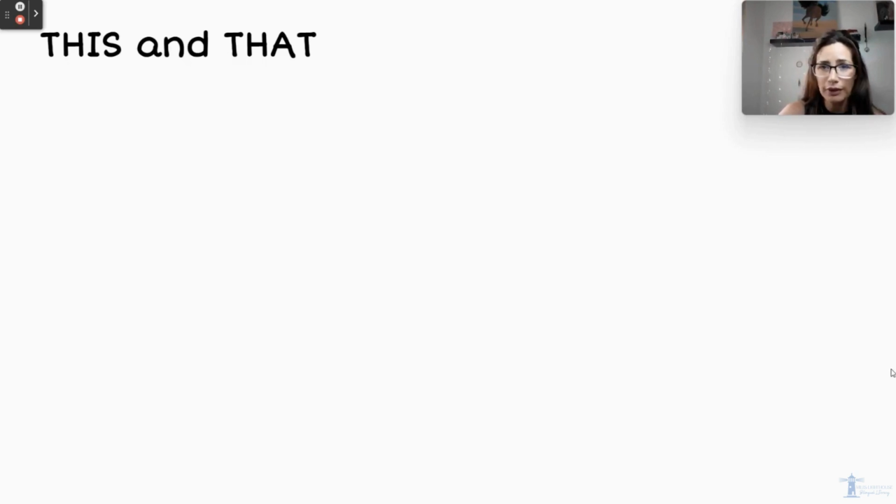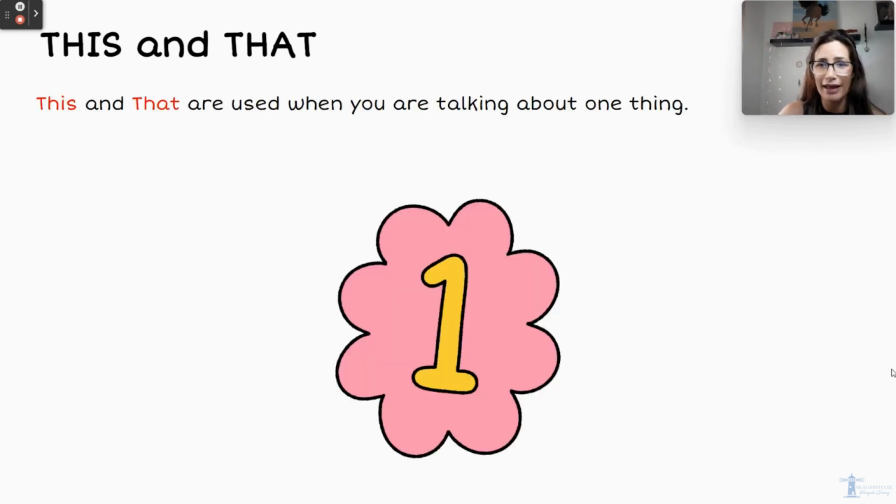Now let's take a look a little closer at this and that. One of the most important things about using this and that is that you're going to use them when you're talking about one thing. Okay, just one thing. One woman, one dog, one wallet, one picture, just one. This apple. You can see that there's one apple, so we use this.